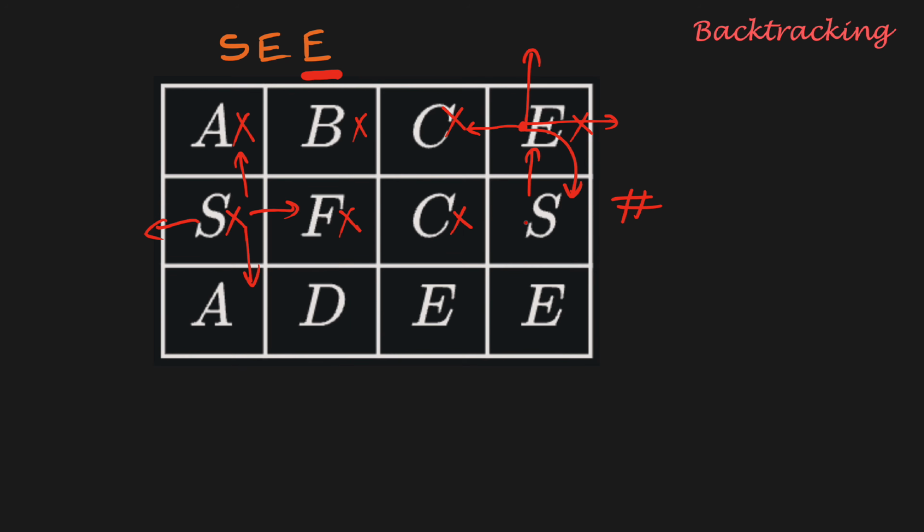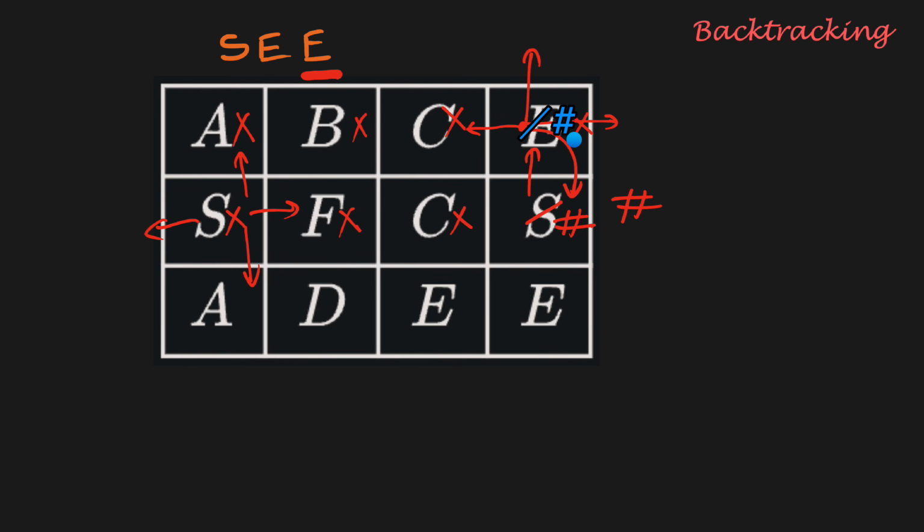For example, here we visited cell S before going to E, so we will set it to hash to mark it as visited. Similarly, we do the same for the cell containing this E as we explore the grid in 4 directions using DFS. So now when we revisit this cell, we will see hash instead of S, so we will know that we have already visited this cell and hence we will ignore it.